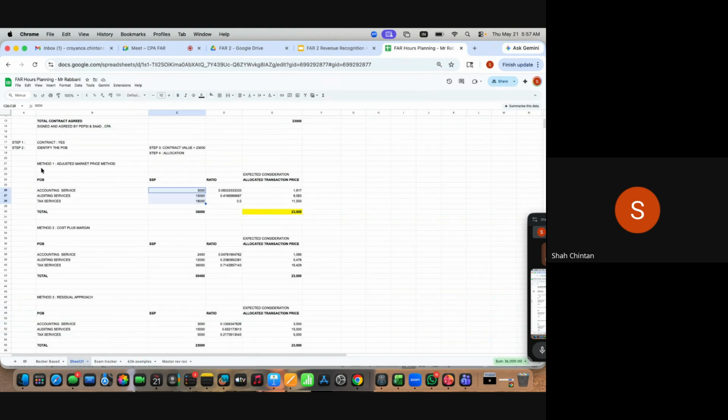In example number 1, method 1, your SSP is 36,000, but you are selling the services for 23,000. So 13,000 का जो gap है उसको technical word में discount बोलते हैं. Sorry, in the method 2 आपका SSP है 50,400, but you are selling for 23,000. तो ये जो 26,600 का difference है इसको technical word में बोलते हैं discount.